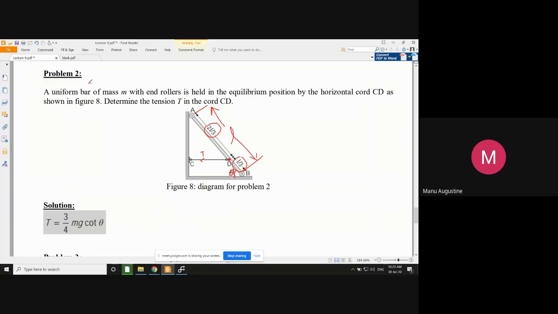This says a uniform bar of mass M. So if this bar has some mass M, then definitely from the center of gravity or the center of mass of the rod, a gravitational force mg will act downwards. So I will draw this force also, and I will explain why mg and T are active forces.